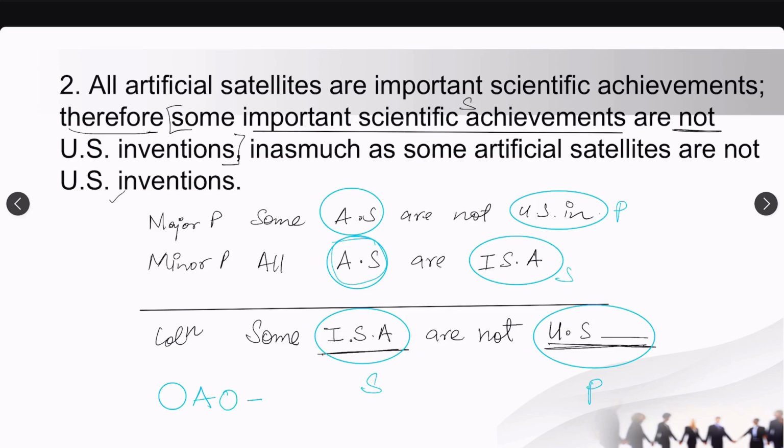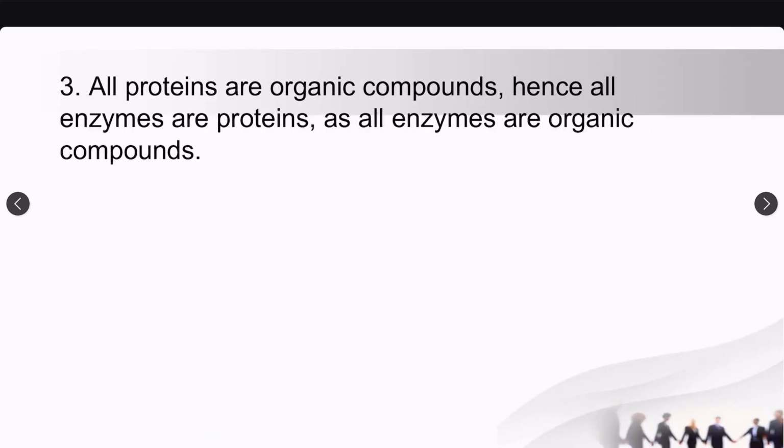Now the next thing you have to do is identify the position of the middle term. So again you can draw this. You see that the middle term is here. So the middle term is here, meaning that this is your third figure. So now you know how to form the standard form, and at the same time you know the mood and figure. Let's move to one more example, the last example.